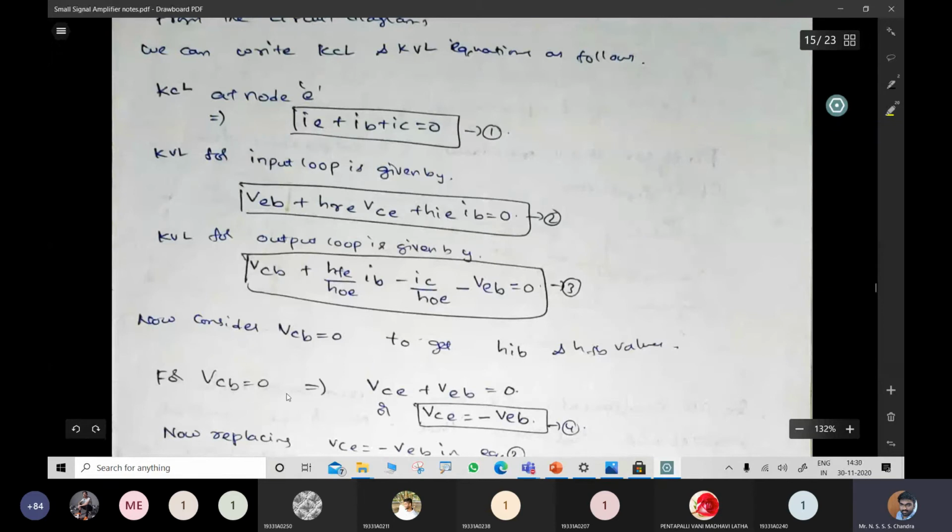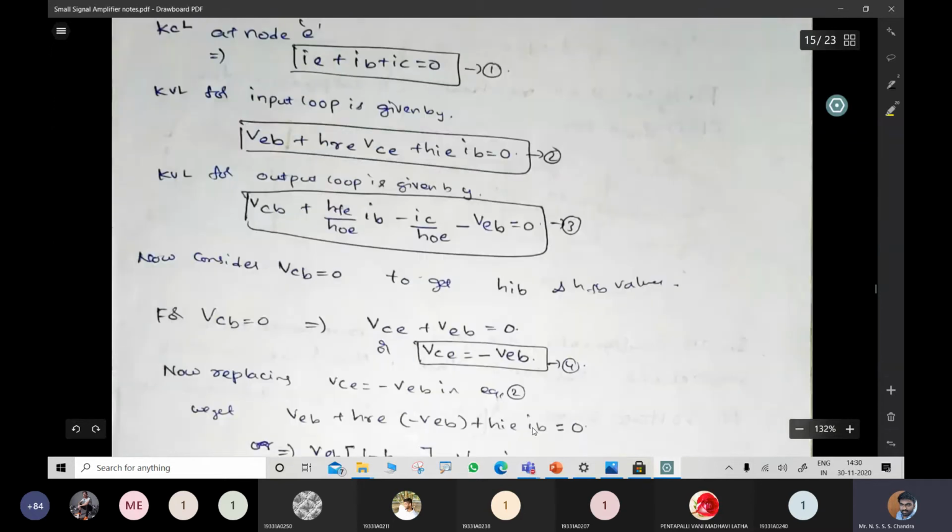So VCB equal to 0 implies that we can rewrite the VCB as VCE plus VEB equal to 0. Can we write like this? Because E is a common terminal. So what is VCB? If you write VCE plus VEB, can we write like that? Yes. So it will be VCE equal to minus VEB. Now we will be replacing this value in all these equations.